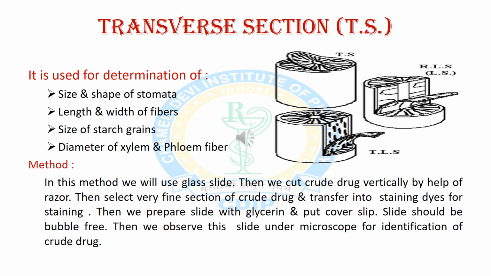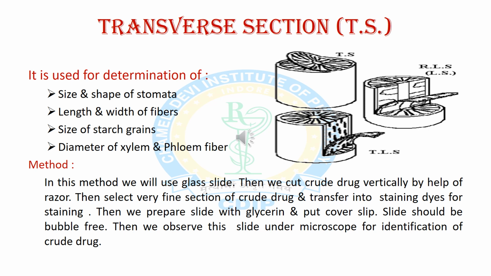First method for microscopic evaluation is preparation of transverse section of crude drugs. This method is useful for determination of size and shape of stomata, length and width of fibers, size of starch grains, diameter of xylem and phloem fibers. What is the method for preparation of transverse section?